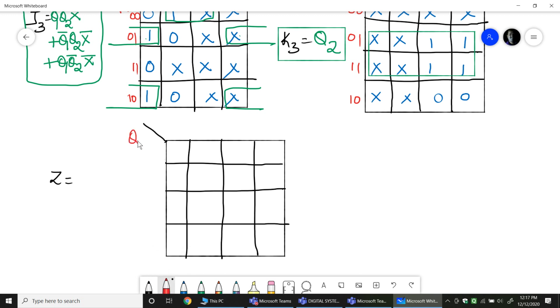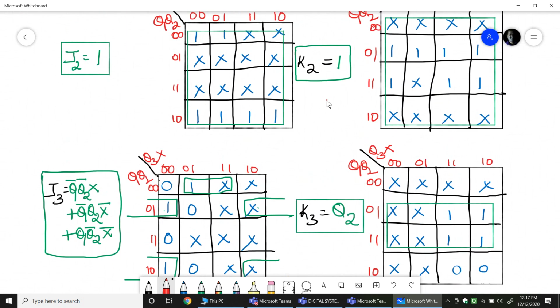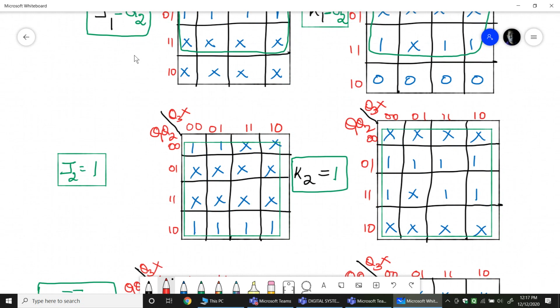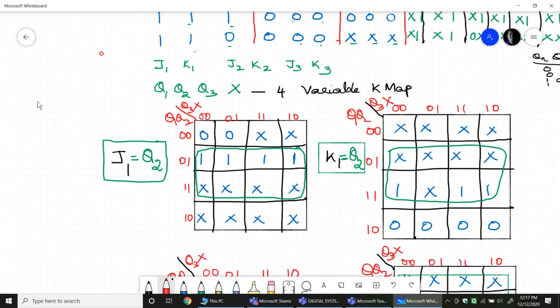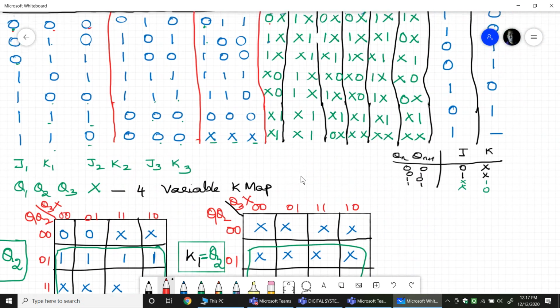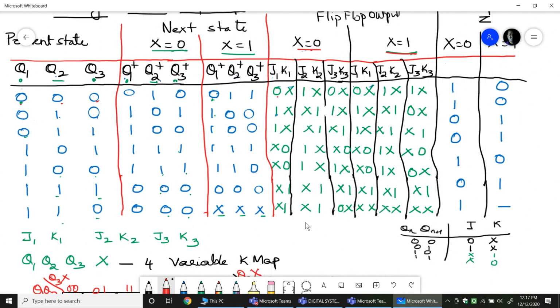So Q3, Q1, Q2, Q3 and X: 0 0 0 1 1 1 1 0 0 0 0 1 1 1 1 0. Now if you go back and look into the table that we have written for the output, when you are writing, you need to look again at q1, q2, q3, x equals 0.